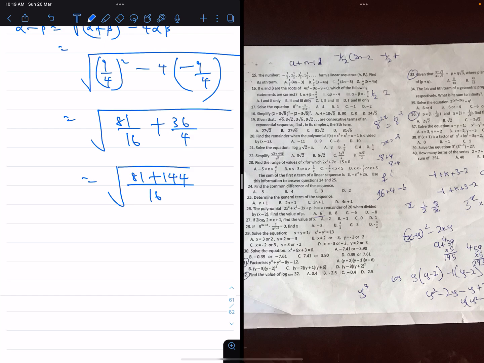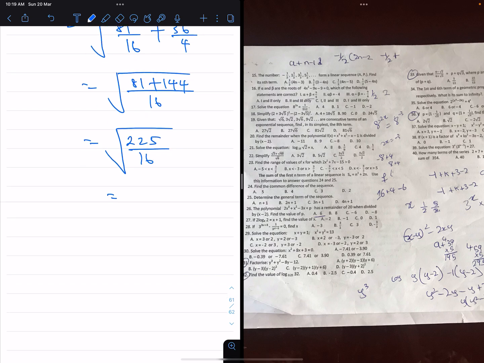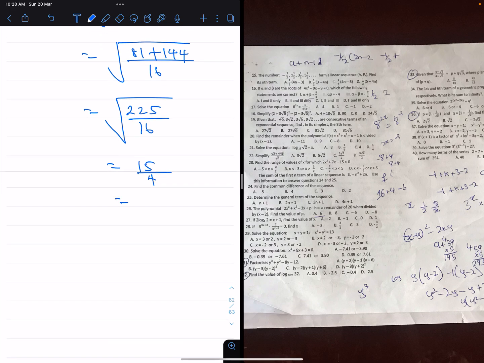144. Is that correct? 144 plus 81, I think that's 225. Check: 140 plus 80 is 220, 4 plus 1 is 5, so 225. So that is 15 over 4. Are we sure the square root of 225 is 15? Yes. So what's the square root of 16? 4. So it's 15 over 4.